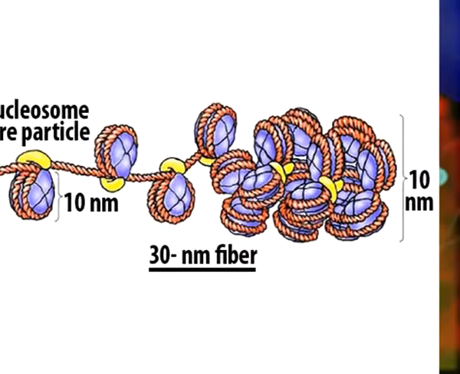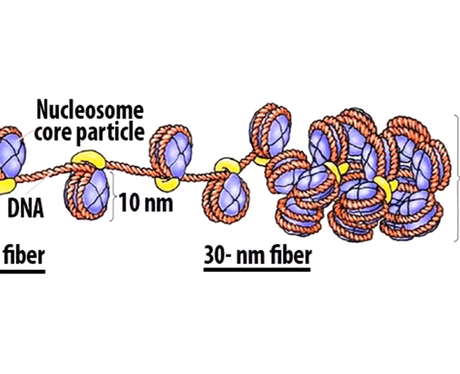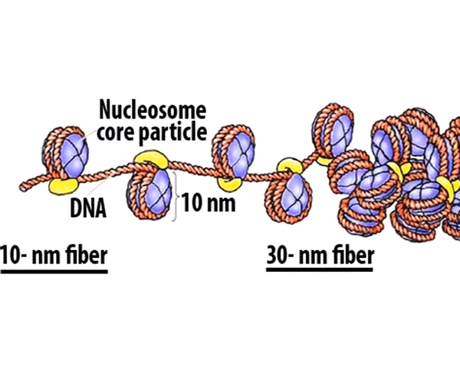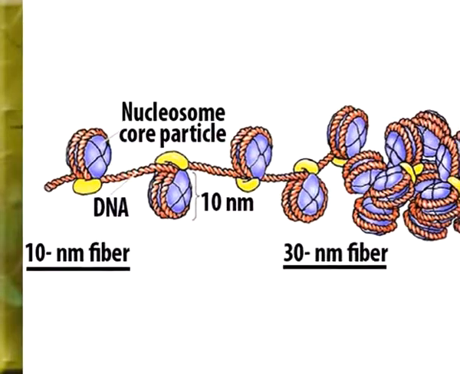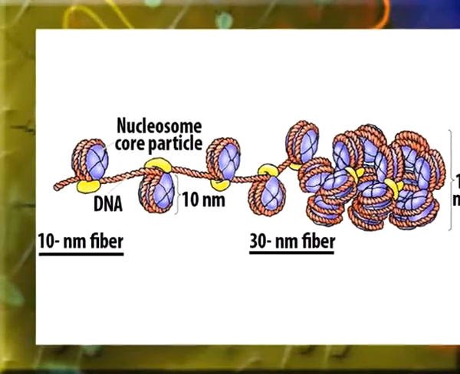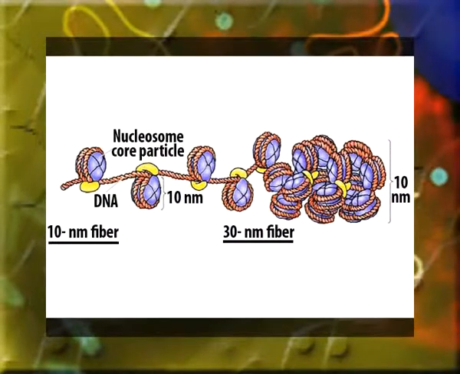fiber. This appears to be a solenoid structure with about 6 nucleosomes per turn and a packaging ratio of 40. Removal of H1 allows this fiber to unfold into a 10 nm fiber that consists of a linear string of nucleosomes. The 30 nm fiber probably consists of the 10 nm fiber wound into a two-start solenoid.